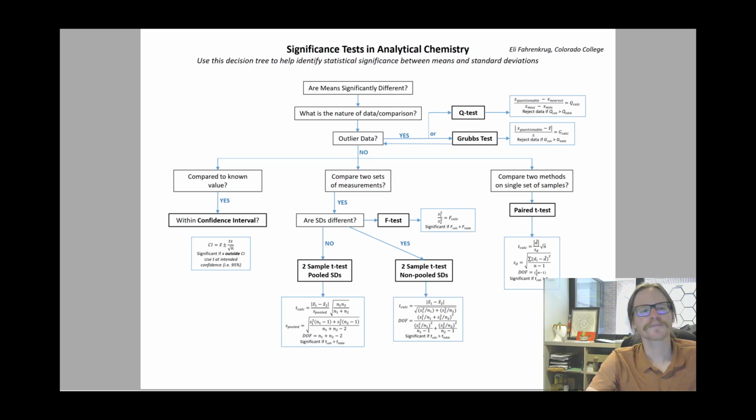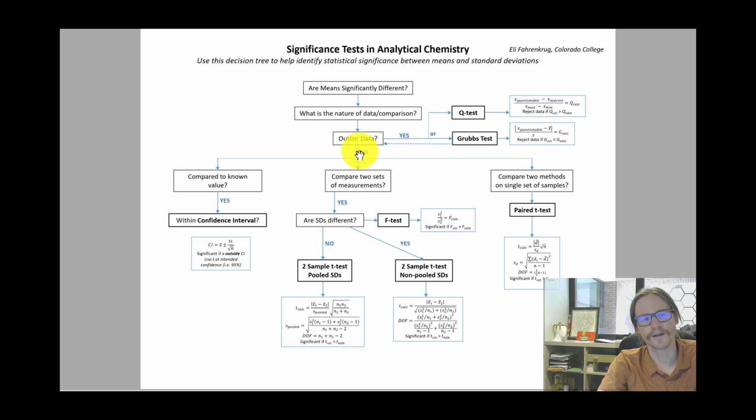And what I have is you start the decision tree at the top where it says, are means significantly different, right? And that's the question. So you've got 2 samples of data, you get some averages for both, and you want to know, are they different? So that's your starting point. You move down, it says, what is the nature of data / comparison.